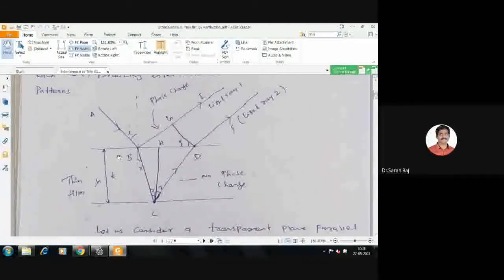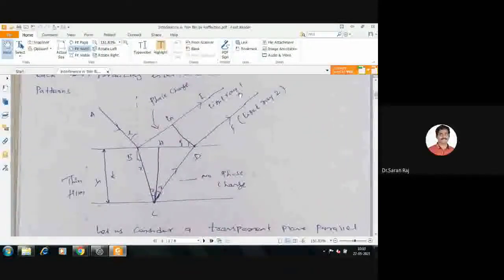First of all, I will write the inside of the film. What is the path difference? Inside the film, depending upon the material, what is the refractive index of that particular medium? So refractive index mu into BC plus CD. That is the inside of the film. Next, minus the outside of the film.